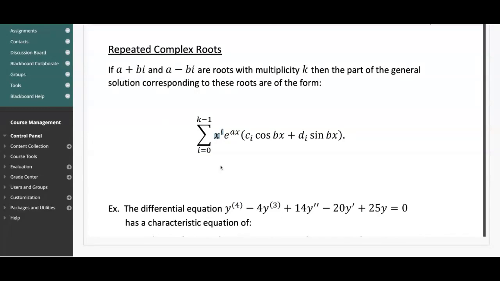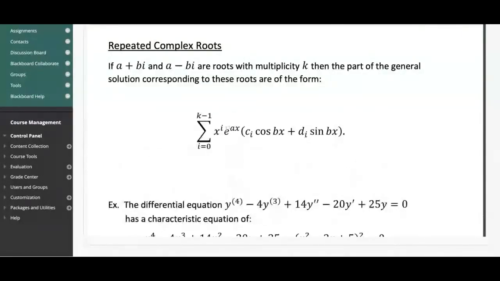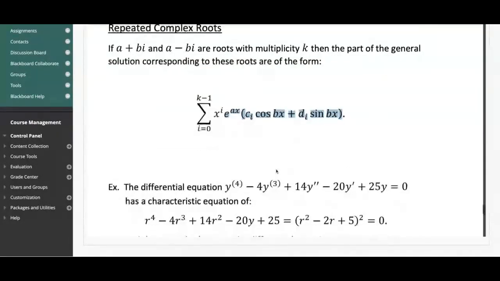We have x to the i, this is still like a polynomial part, but multiplied by this real part, e to the ax, then the complex part. So those ci, di are just representing some real numbers. We still have this cosine, this imaginary part, bx, and the sine bx. Let's see an example. So this is just very similar to before, just right now we have complex roots.